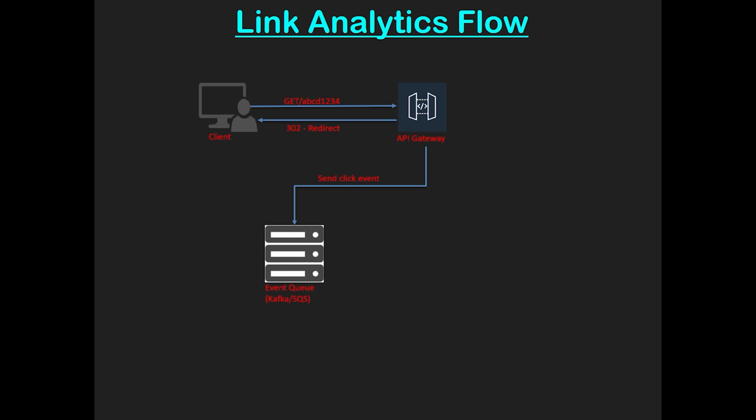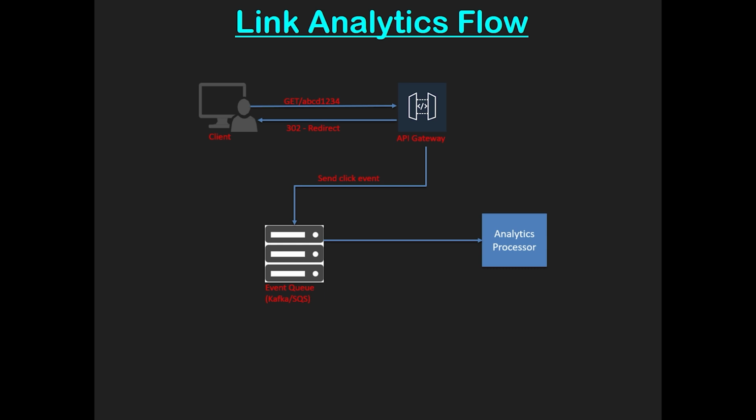Then the gateway sends the click event to the event queue, that is Kafka or SQS. Okay, and the event queue reaches out to the analytics processor. The analytics processor is our worker behind the scenes. It reads each event from the queue and processes them one by one or in batches. Think of it like that one guy in the group project who actually finishes the report.